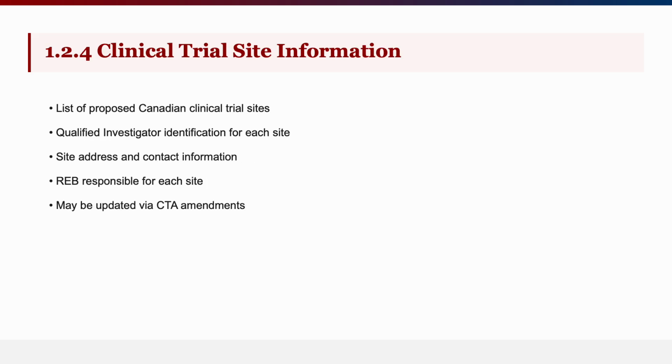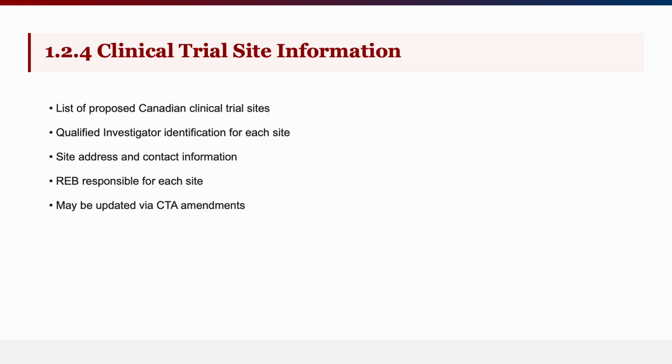Section 1.2.4 contains information about the clinical trial sites where the study will be conducted in Canada. You must provide a list of all proposed Canadian clinical trial sites. Each site where subjects will be enrolled needs to be identified in your CTA. Sites cannot begin enrolling subjects until they're included in an authorized CTA.